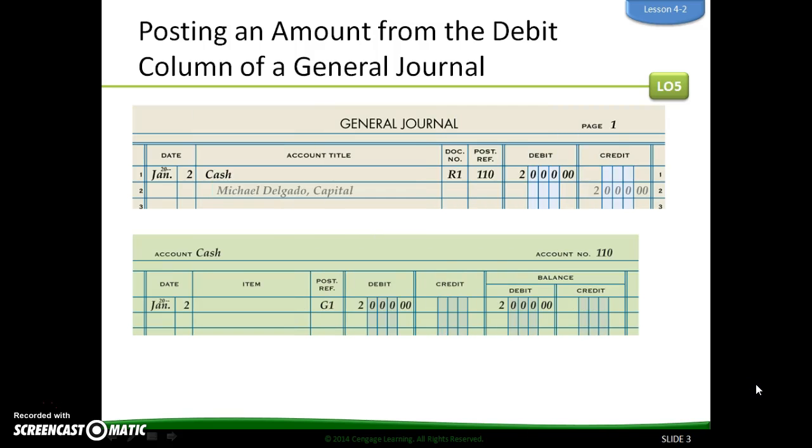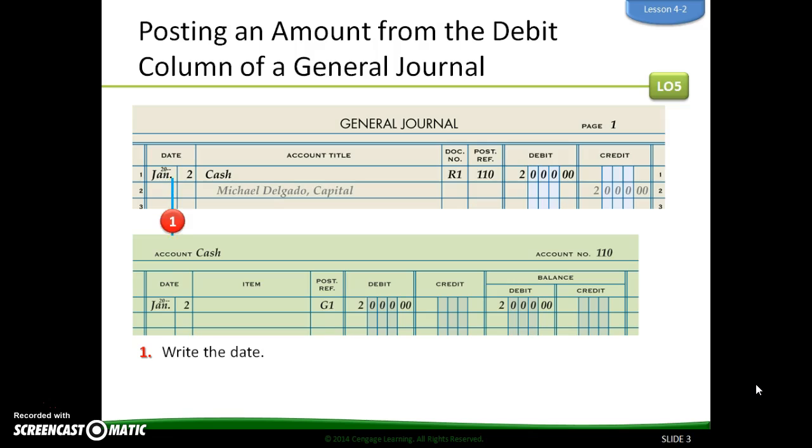So as we're looking at this first slide here, what we're seeing on top is the general journal, and we can see both sides of a transaction where we're doing something with cash and we're doing something with a capital account. I can see the debit and the credit. I can see the receipt. I can see the account number that we've used and the page of the general journal that the entry is coming from. Below that, what I'm seeing is the general ledger.